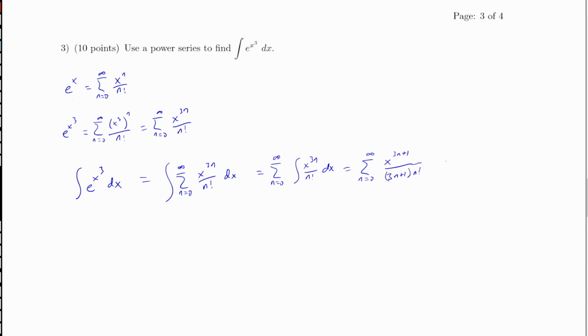Okay, and there's some arbitrary constant that could be hanging around, like usual when we integrate. So that is a series for our representation for our integral.